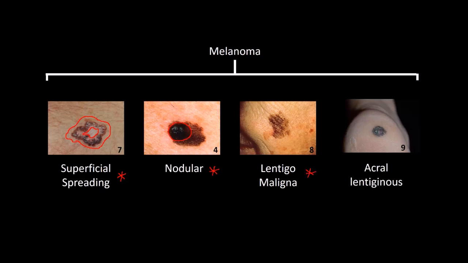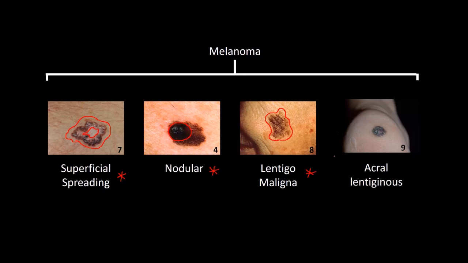The next subtype that I've brought up here is a lentigo maligna melanoma. And these often appear as pigmented macules, oftentimes in the elderly. And they can be very insidious, but if they're caught early, they can have a good prognosis because they, like the superficial spreading melanomas, also have an early horizontal growth phase.